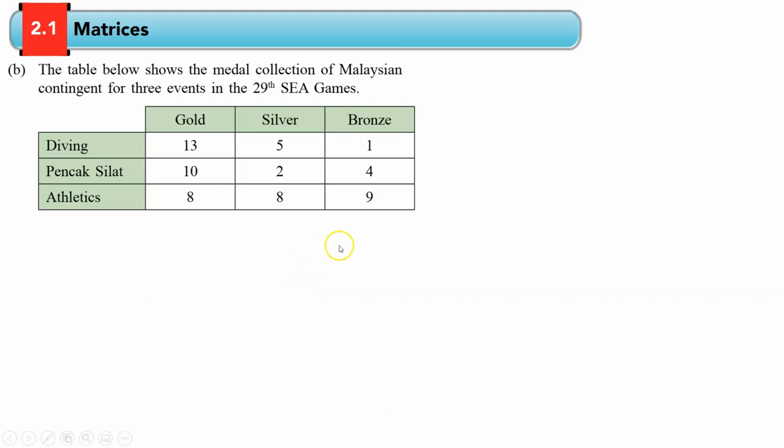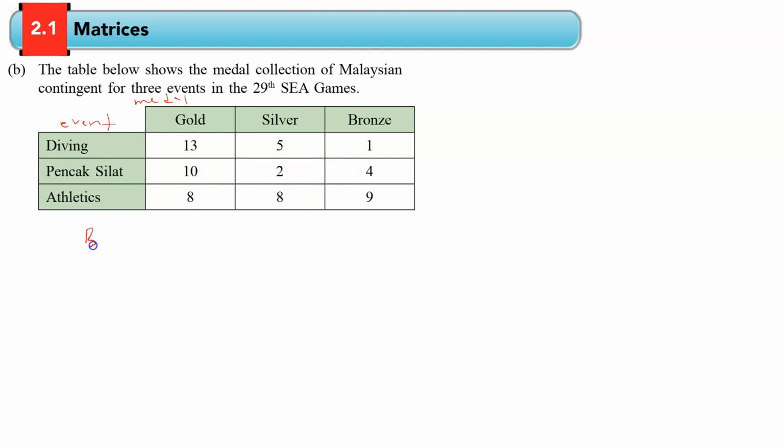So untuk kes ni pula, the table shows the medal collection of Malaysian contingent for 3 events. Events dia diving, pencak silat and athletics. So yang ni adalah event. Yang ni adalah column untuk medal. So dari sini awak dah tengok. Dia dah susun medal as vertical. Event dia susun sebagai horizontal.